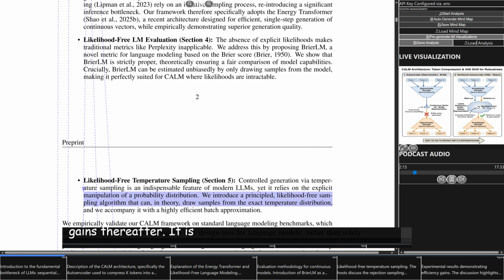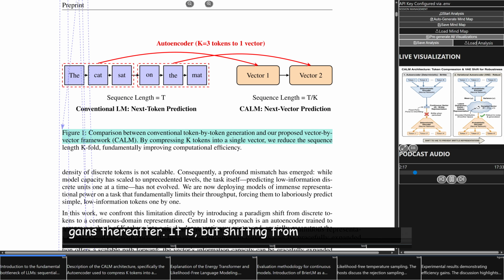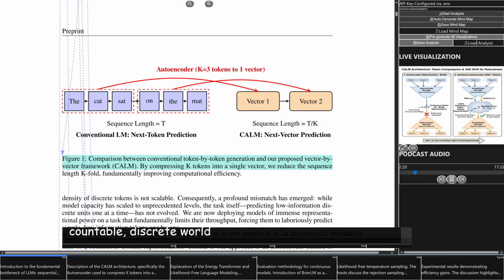It is. But shifting from the countable discrete world of tokens to the infinite, uncountable continuous space, well, it means you have to throw out the standard mathematical toolkit. Things like negative log likelihood loss, perplexity, all of it is gone. We are diving into a system built entirely on a novel, likelihood-free mathematical toolkit.